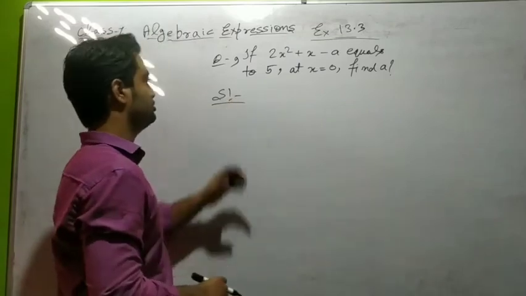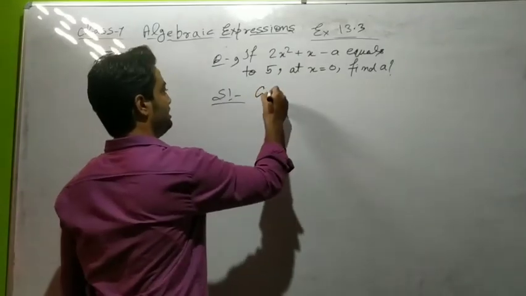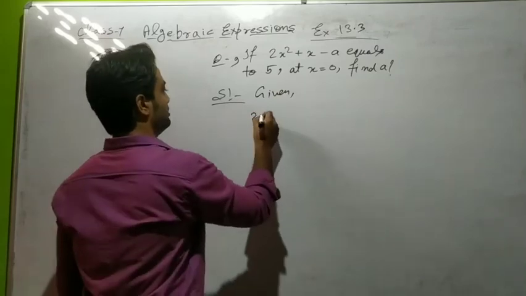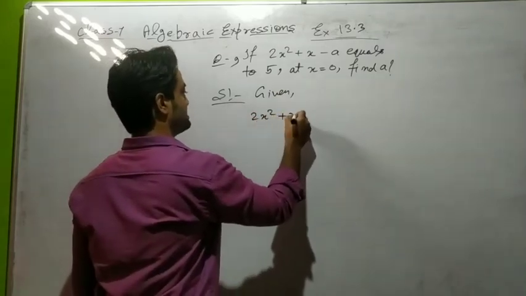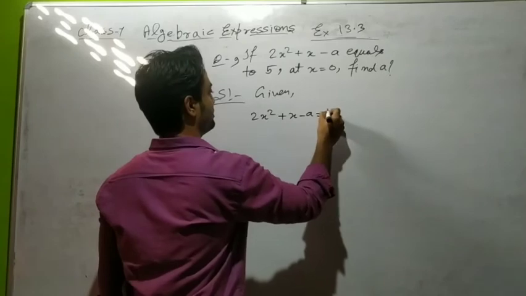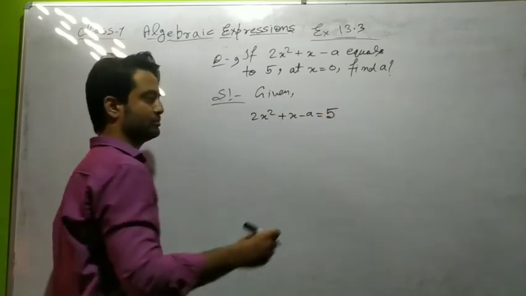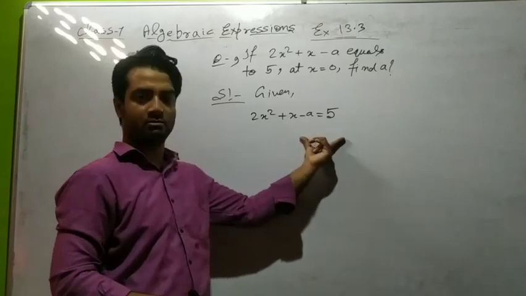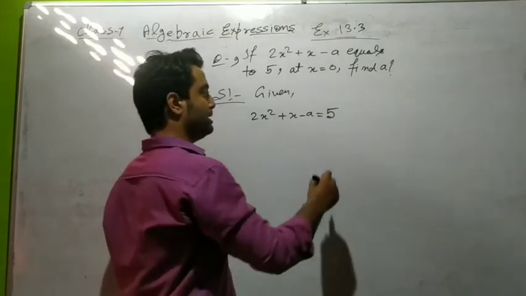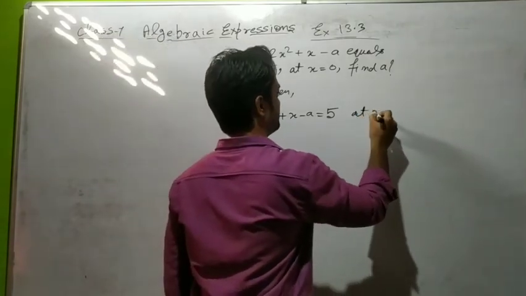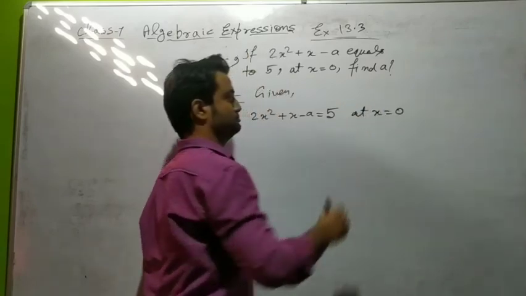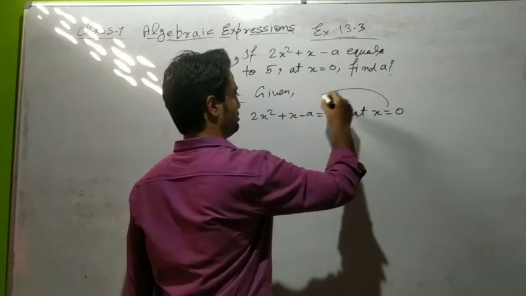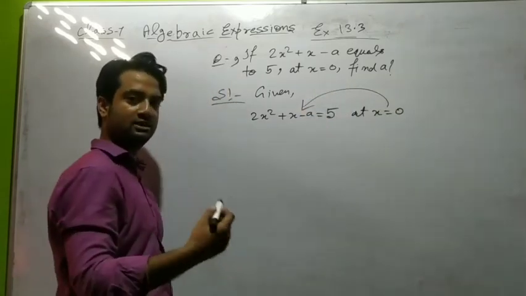Okay? Solution. We have given, how do we write? We have given 2x square plus x minus a equals 5. Whatever is given in the form of a statement, I have written in the form of an equation. But at x equals 0. So now I will put the value of x as 0 in this equation. Let's see what we get.